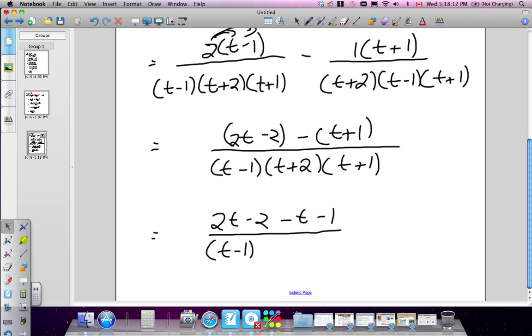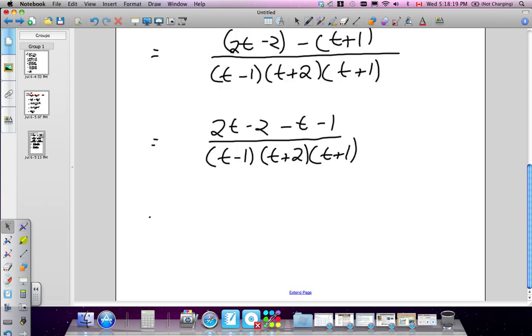Okay? And then I collect my like terms. So 2t minus t is going to give me just t. Negative 2 minus 1, negative 3. And then on the bottom I have t minus 1, t plus 2, t plus 1. And now since it's all factored out, it's really easy to state my restrictions.